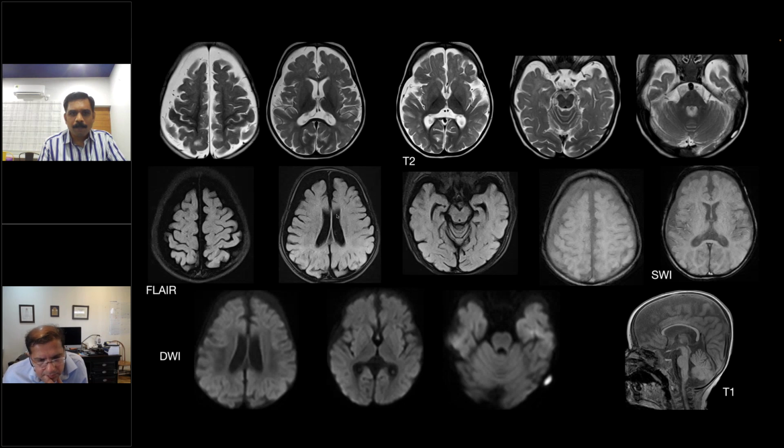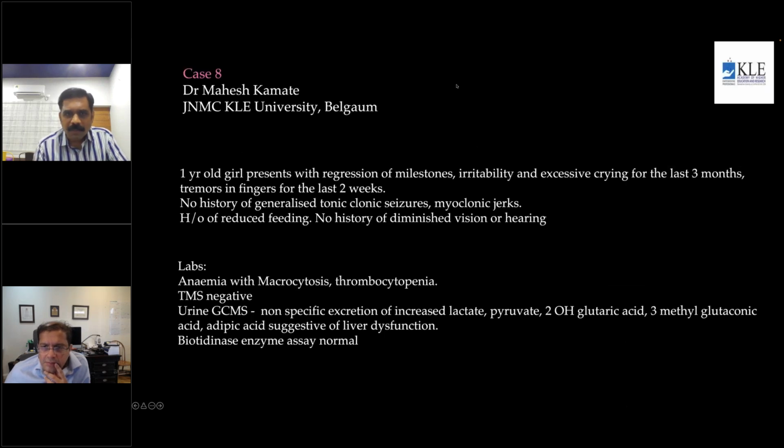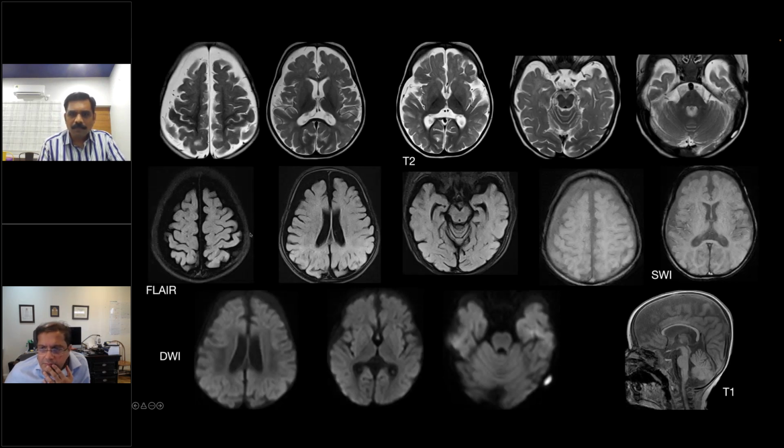Coming to the images, you can appreciate global volume loss more in the supratentorial brain parenchyma as compared to the posterior fossa. So there is generalized reduction in the brain volume. The basal ganglia appear normal. Thalami, if you see on the third image, demonstrate normal volume. What was the age? 1 year. Nothing on the FLAIR in terms of white matter changes. On SWI, I do not pick up any abnormalities.